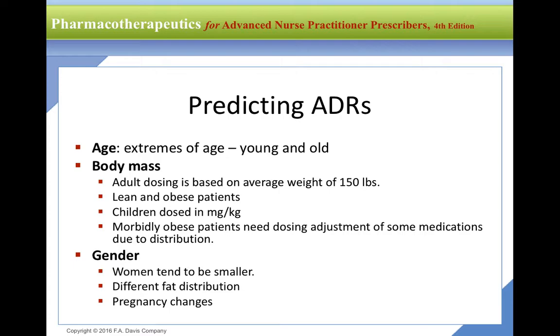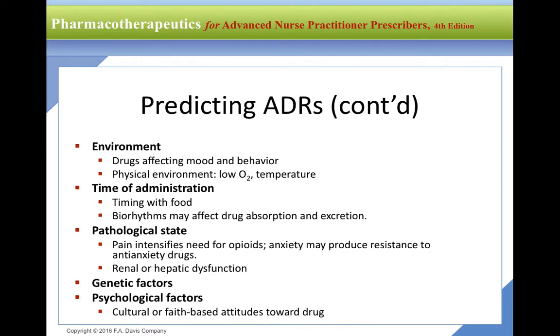Body mass: you want to look at patients that are either very, very skinny or obese. And based on gender, women tend to have more of certain adverse drug reactions based on pregnancy changes or just body fat composition. You can also predict based on environment, time of administration, pathological state, genetic factors, and psychological factors.